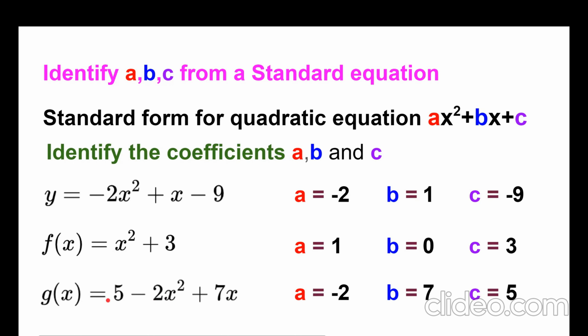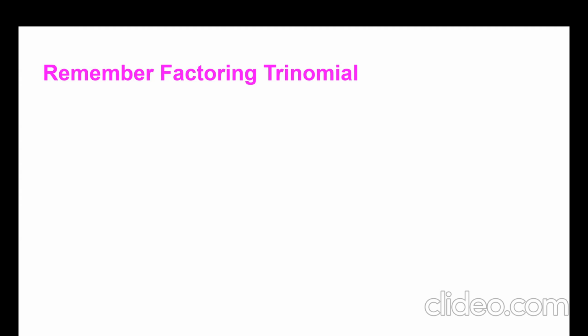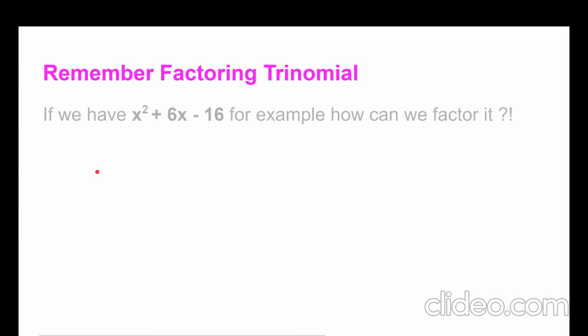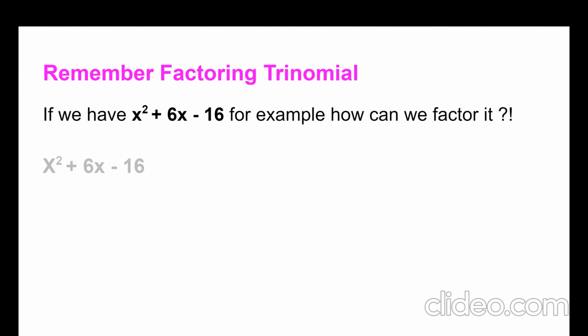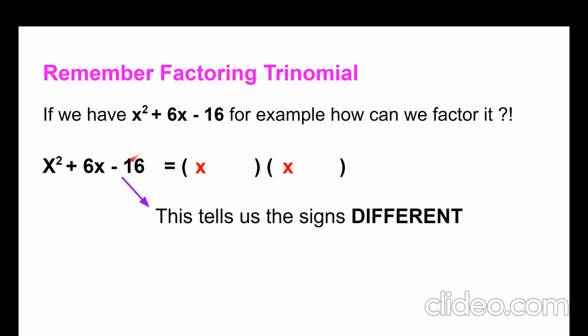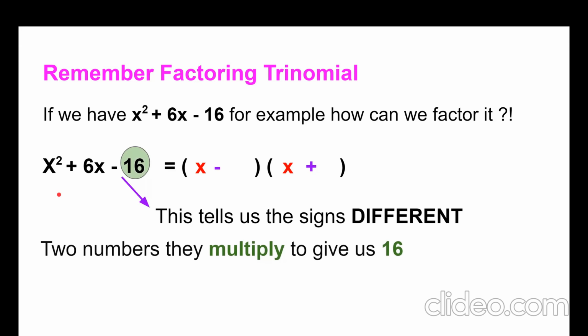Now how can we use this knowledge to graph the quadratic? Well, before we do that, we have to remember how to factor. It's going to help us with graphing. So if I have x squared plus 6x minus 16, we learned from lessons before that you can factor the x squared to x times x, that gives you x squared. The sign tells you that those numbers right here are different in sign, so one positive, one negative. And we also learned that this 16 represents the multiplication. So what two numbers multiply to 16, and their difference is 6?